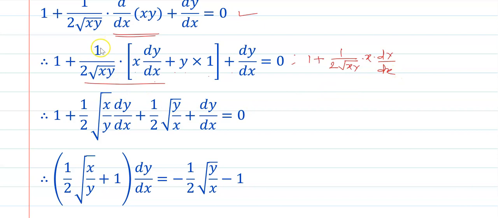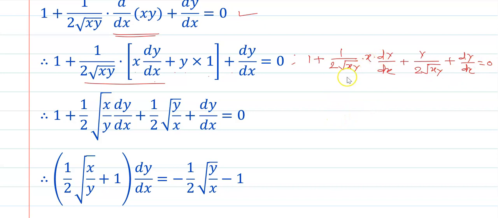Next, 1 upon 2 times the root of xy into y into 1. Means y into 1 is y. Therefore, you will get y upon 2 in root of xy plus dy upon dx, and that's equals to 0.